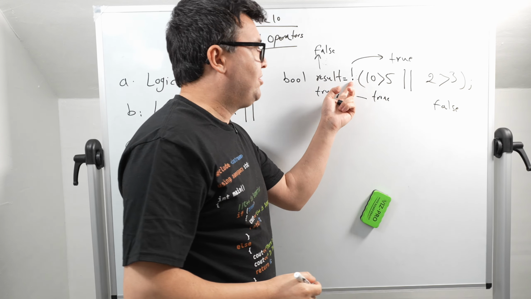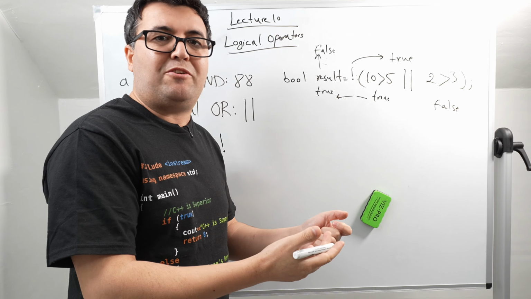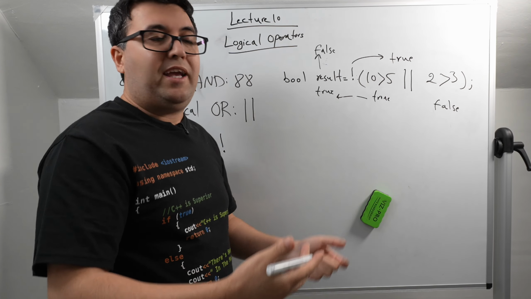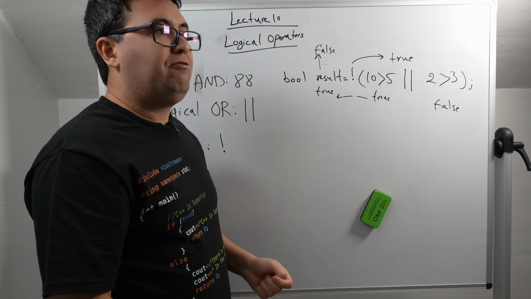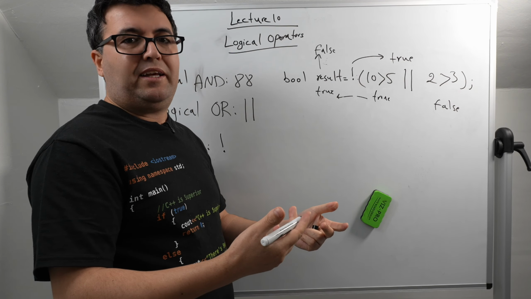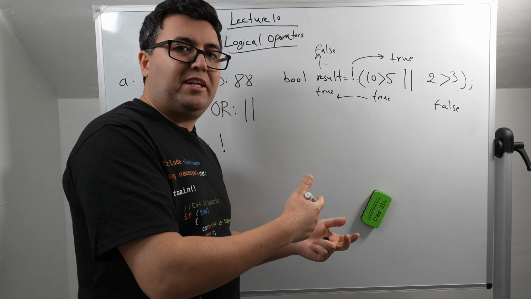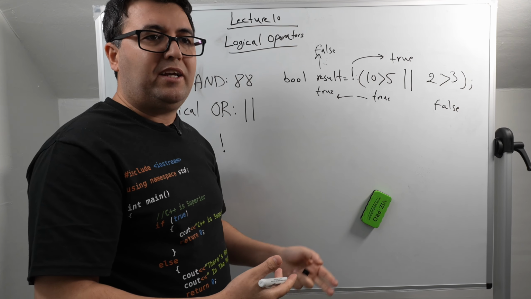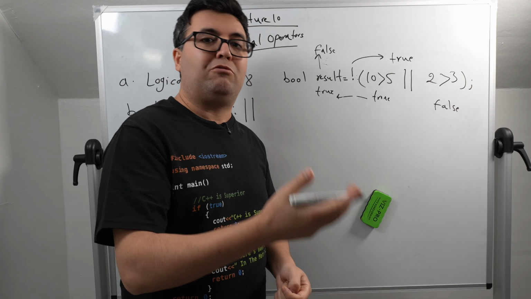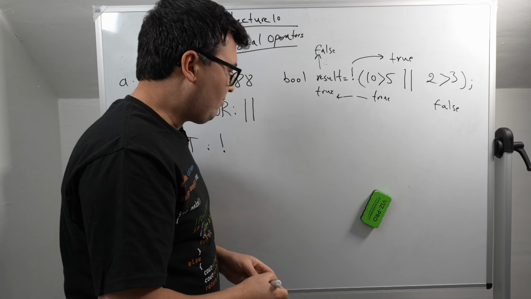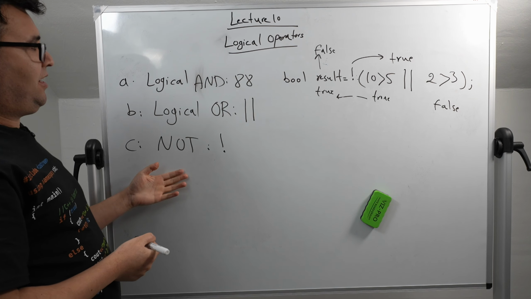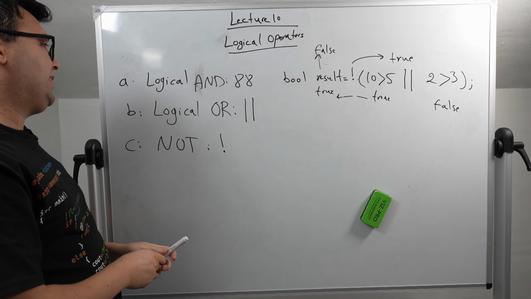Because here we use the NOT operator and it changed the result from true to false and from false to true. If the condition is true and we use the NOT operator, it changes true to false. If the result of the conditions is false and we use the NOT operator here, it becomes true. So it actually reverses. So these were the logical operators in the C++ programming language.